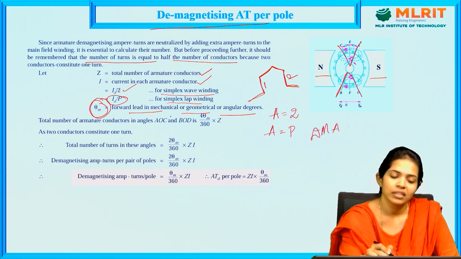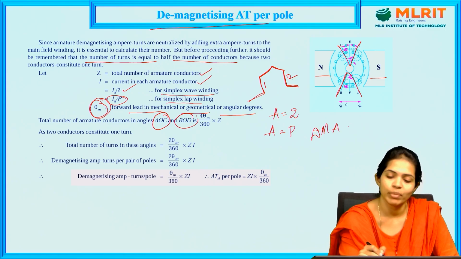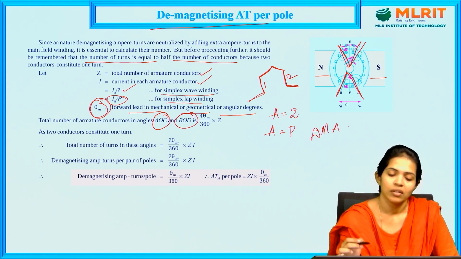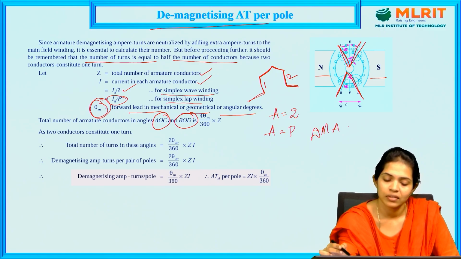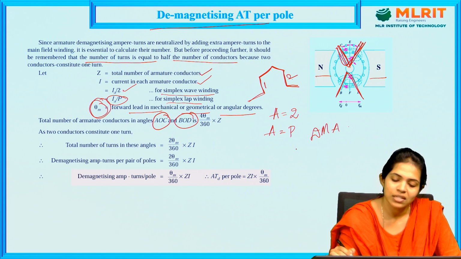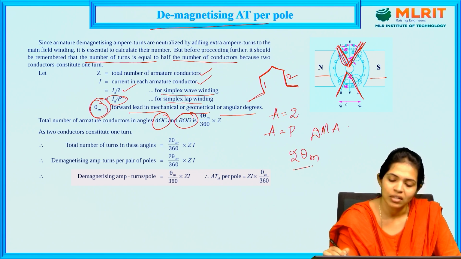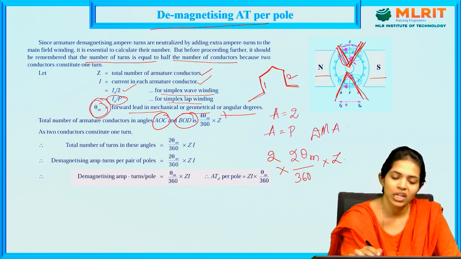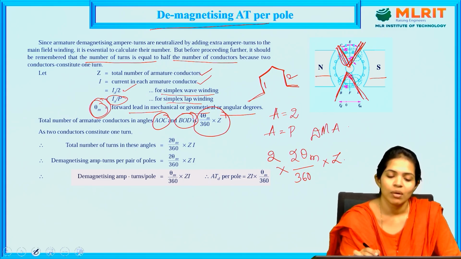So we can see that in the region AOC and BOD, under the influence of 2 poles, in angle AOC or in this region AOC and BOD, it is nothing but 2 theta M by 360 into Z, and again the same thing on the below side. So it is multiplied by 2. So together it is 4 theta M by 360 into the number of conductors.